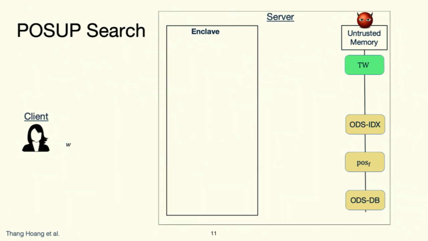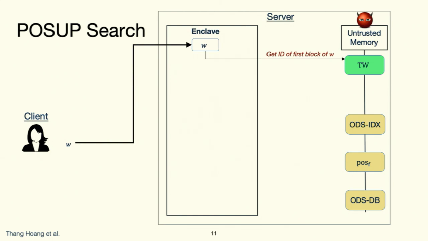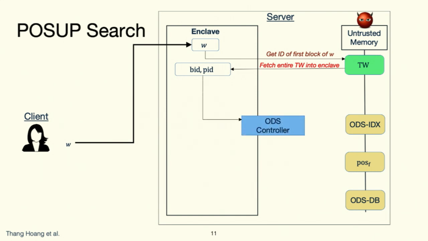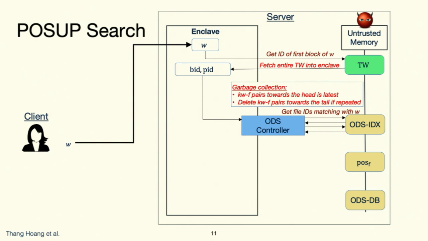And finally, the search operation, which is very similar: we are sending a keyword to the enclave. Again, we are scanning the entire hash table, and obtaining the corresponding block and path ID. Then we are going to the ODS controller, and we are fetching the necessary file IDs corresponding to this.